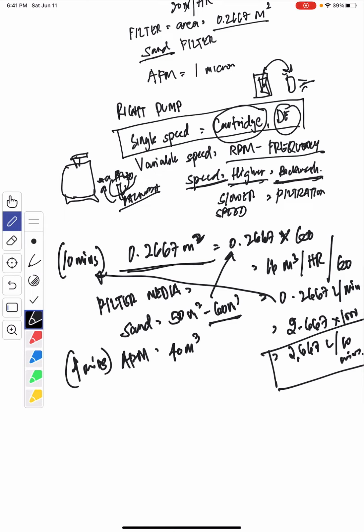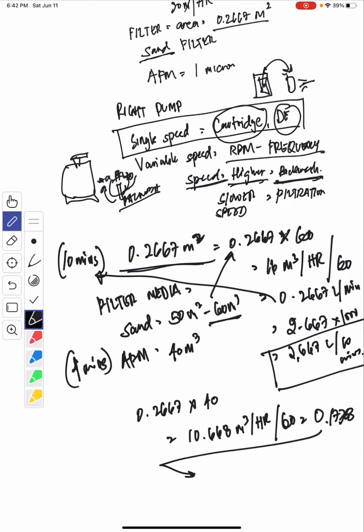Now if you were using AFM, that would be 0.2667 times 40, which would be 10.668 cubic meters per hour. Now you divide it by 60 and your answer would be 0.1778. Since you only need 4 minutes of backwashing, you times it by 4 and you have 0.7112 times 1000, and the answer is 711 liters for every 4 minutes.